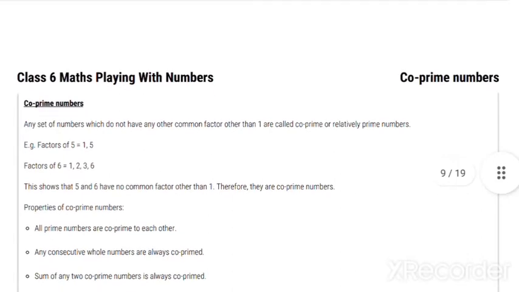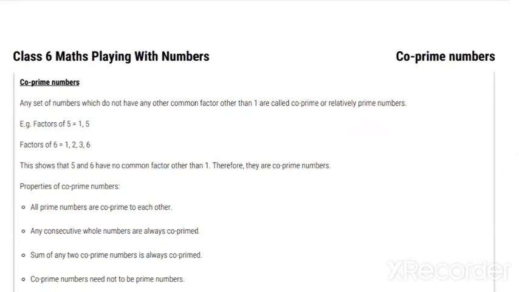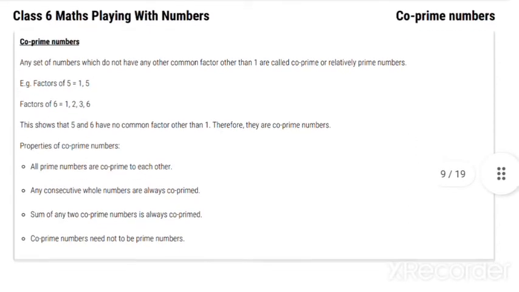Next topic, children, co-prime numbers. Any set of numbers which do not have any common factor except one are called co-prime or relatively prime numbers. Like for example, factors of 5 are 1 and 5, factors of 6 are 1, 2, 3 and 6. So children, what does this show? It shows that 5 and 6 have no common factor except 1. Therefore, we can say these are co-prime numbers.